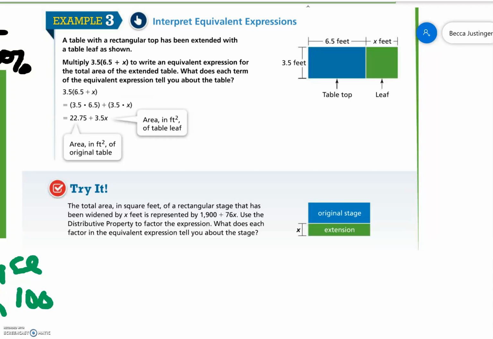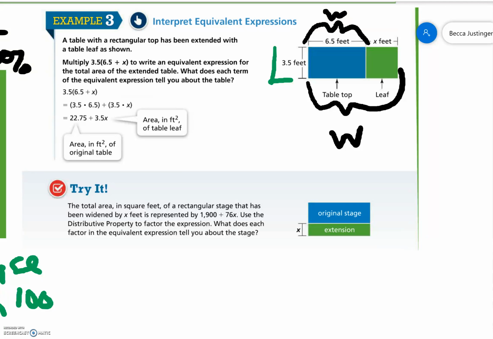Well, 3.5, that's our length. And 6.5, that's our width of the original. And then when you have 6.5 plus x, that's the width when they have the table leaf added. So multiplying in, distributing in, 3.5 times 6.5 gives me 22.75. That's what we already know, 3.5 times 6.5. That's the area of the original table, the blue part.